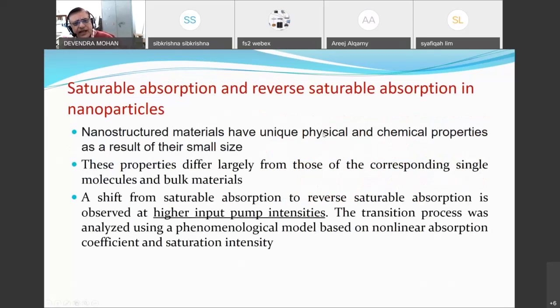Another concept was saturable absorption and reverse saturable absorption. For this, nowadays the whole world is using nanoparticles, where nanostructured materials have unique physical and chemical properties as a result of their small size. These properties differ largely from those of the corresponding single molecule and bulk materials. A shift from saturable absorption to reverse saturable absorption is observed at high input pump intensities. Again, at higher pump intensities only these processes are possible. This happened only with the advent of lasers after 1960. Here the transition process was analyzed using the phenomenological model based on the nonlinear absorption coefficient and the saturation intensity.